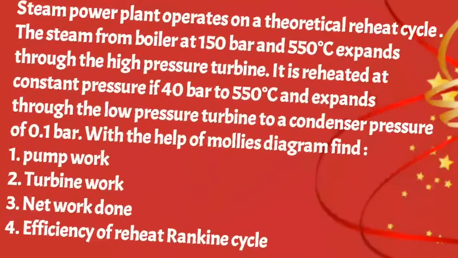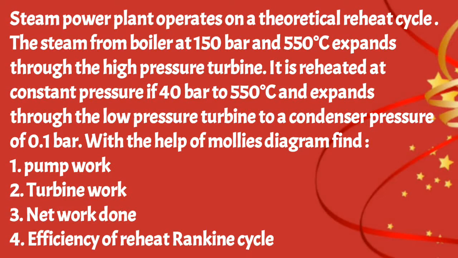Now we will solve one problem. Steam power plant operates on theoretical reheat cycle. Steam from boiler at 150 bar and 550 degrees Celsius expands through the high pressure turbine. It is reheated at constant pressure of 40 bar to 550 degrees Celsius and expands through the low pressure turbine to a condenser pressure of 0.1 bar. With the help of Mollier diagram, find out first pump work, second turbine work, third net work done, and efficiency of the reheat Rankine cycle.